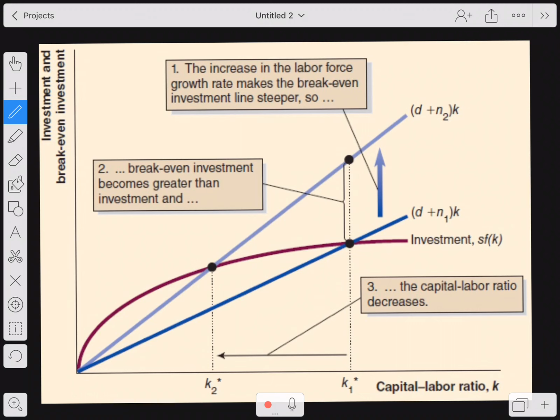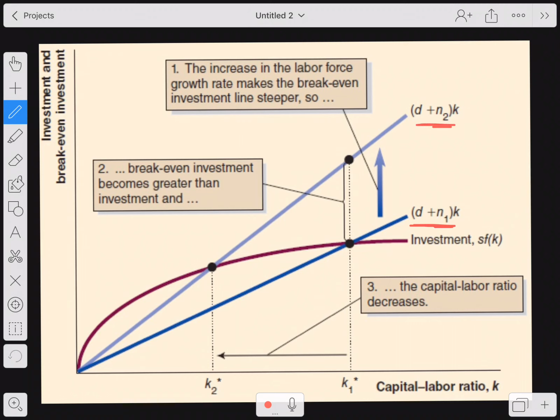In this graph, we are going to see the effect of N. I'm just going to change the color here, so let me use red. Here we're going to see the effect of the increase in population growth from N1 to N2, or the effect of the growth in labor. As you can see, N only comes in this line, which is the blue line.